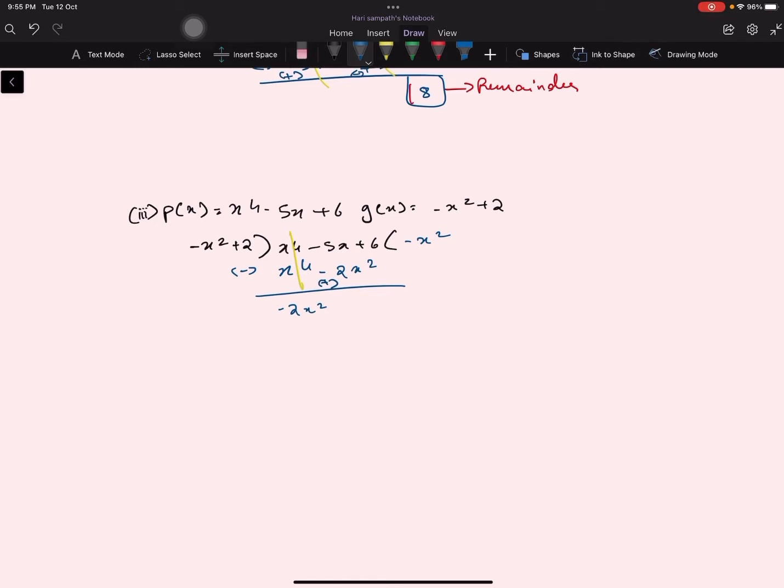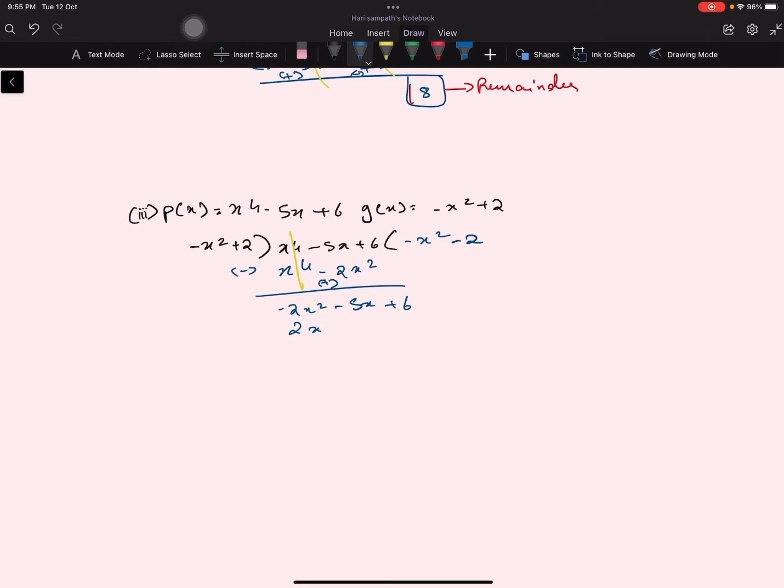x raised to the power of 4 and x raised to the power of 4, they cancel each other. So minus 5x plus 6. So I'm going to be multiplying the equation with minus 2 now, because I need to get minus 2x square over here. So minus 2, I get plus 2x square. I'll just add the equations. You can put minus or plus, it's up to you. I'm going to add the equations.